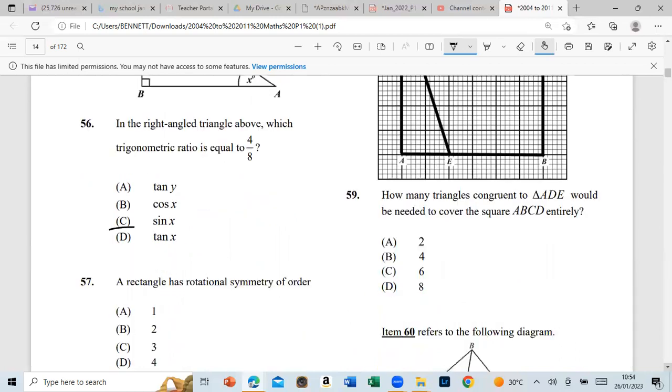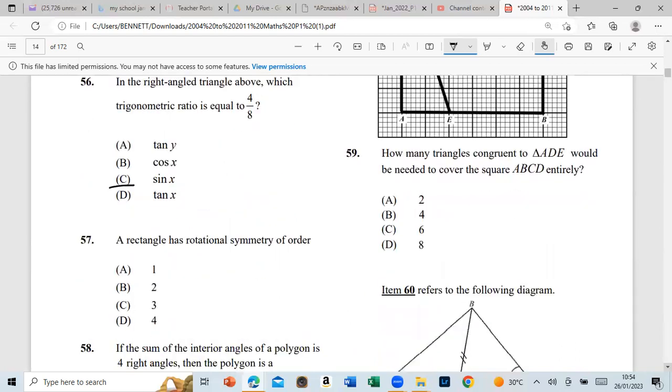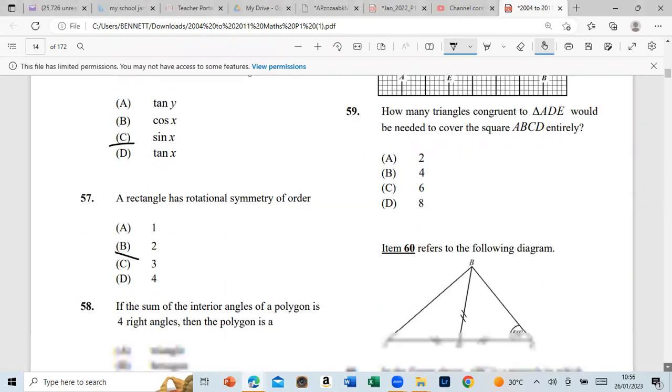57. A rectangle has a rotational symmetry of order. Alright, so a rectangle has rotational symmetry at 180 and 360. So that would be 2. Alright, let's move on to 58.